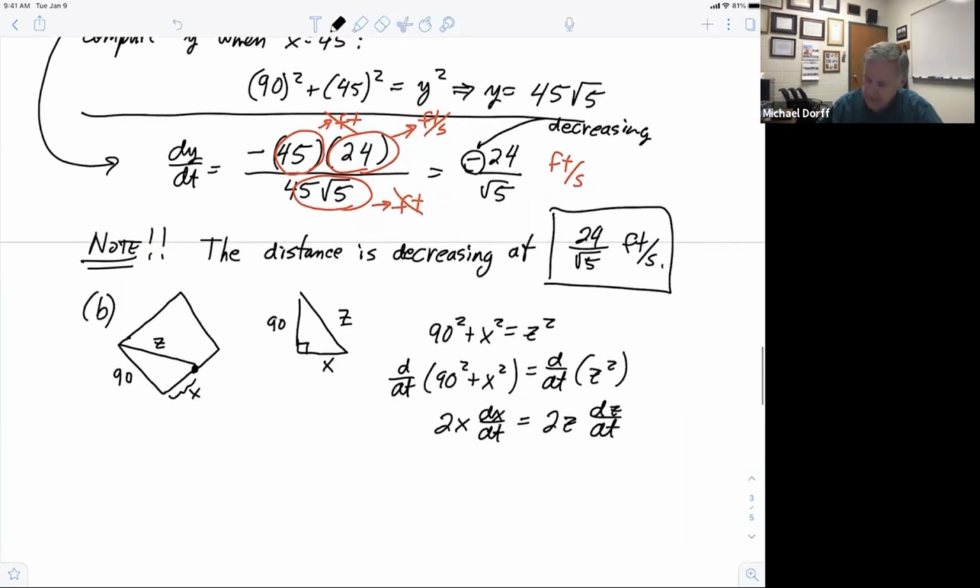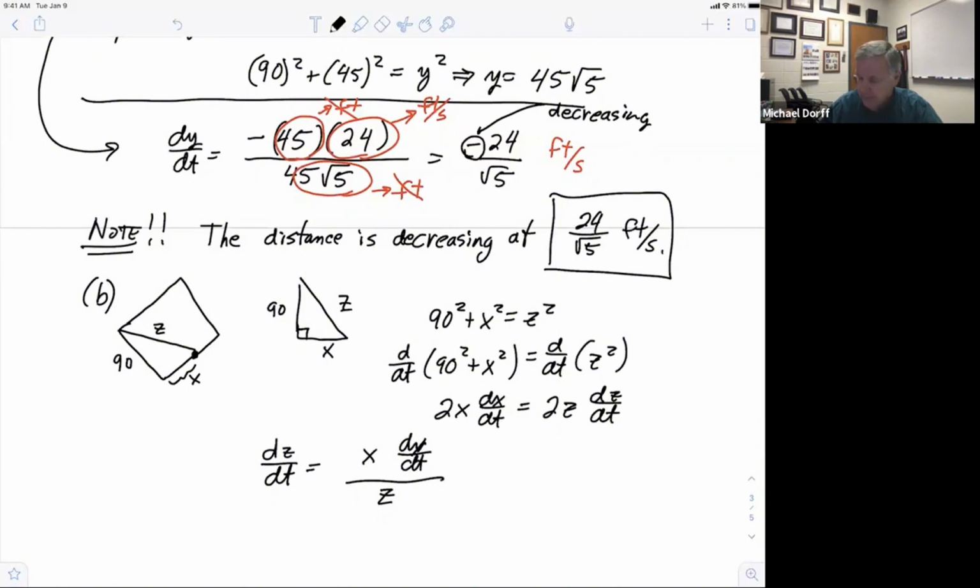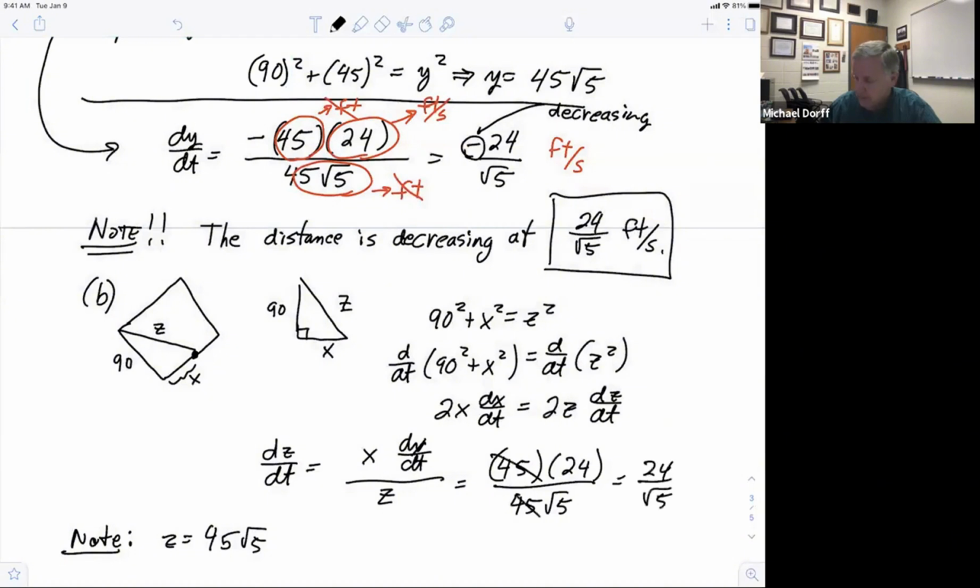I want to find dz/dt. So I'm going to divide both sides by 2z, and the 2s cancel out just like before, and I get x times dx/dt over z. And what does z equal? Well, just like we did before, we can compute or note that z is going to equal 45 times the square root of 5. And so when I plug those values in, I get 45 times 24 over 45 square root of 5. The 45s cancel out, and I get 24 over square root of 5. And that's, again, going to be feet per second.